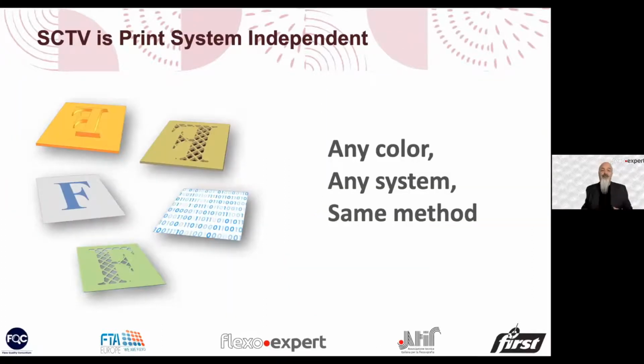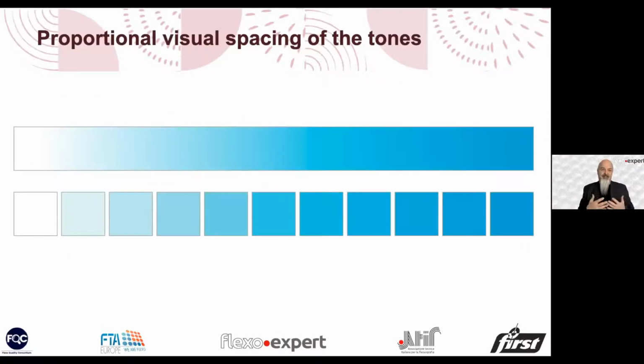And SCTV can be used to calculate tone value of any colors in any printing system. So it allows better alignment across different printing technologies between proofing and printing, okay? And it will provide proportional visual spacing of the tones without any compressions. This would require a deeper discussion about the way the formula works, but I consider that this fact will allow much easier calibration of the tones in your process.